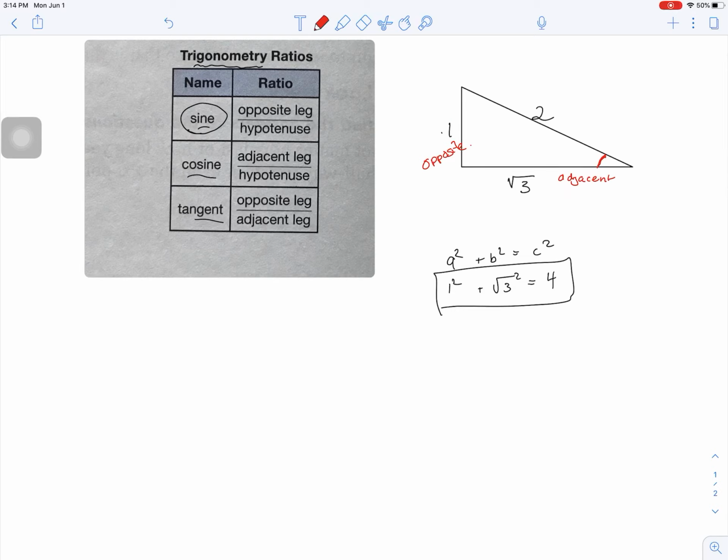Okay, so if I ask you to do sine, it's fairly easy. Your sine would be 1 over the square root of 3. And you can punch that in a calculator and it'll get you a decimal number. Right? The cosine, we look at our adjacent one, which is square root of 3, over the hypotenuse would be there. And then, of course, your last one is your tangent, which would be your opposite leg over your adjacent leg, which is 1 over square root of 3. So that's really how you would write that down.